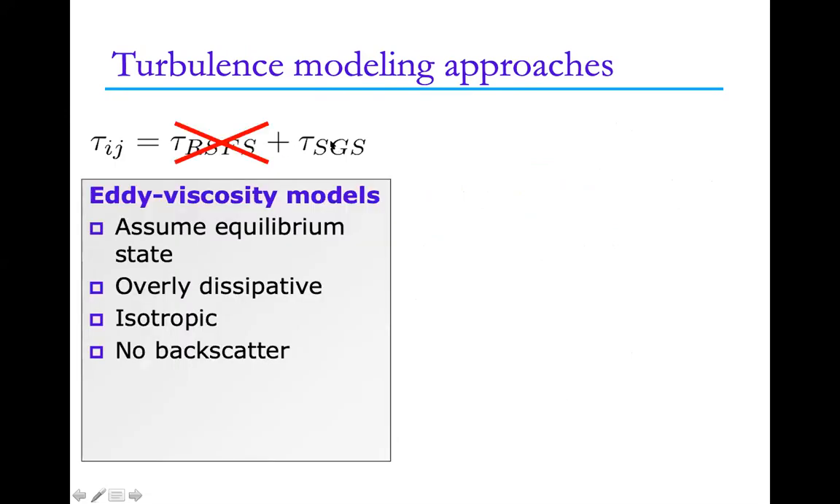And traditional models don't include that reconstruction piece. An eddy viscosity model just has the SGS component, and it assumes there's an equilibrium state, and it's entirely dissipative and sometimes overly dissipative. There's no backscatter allowed from small scales to large scales, and it usually assumes that the turbulence is isotropic.